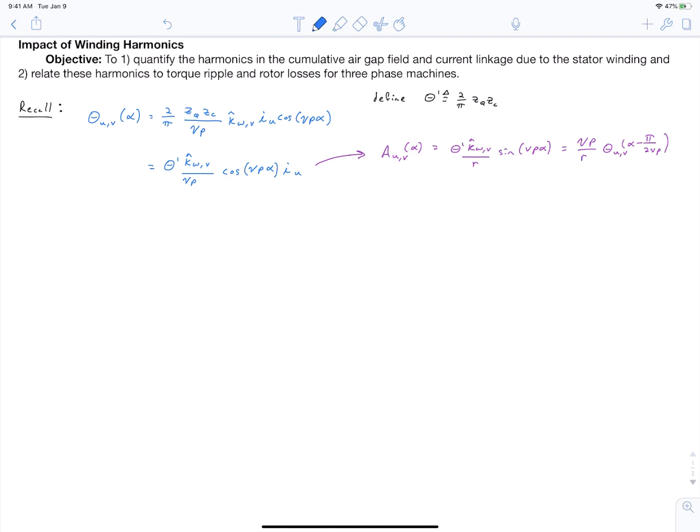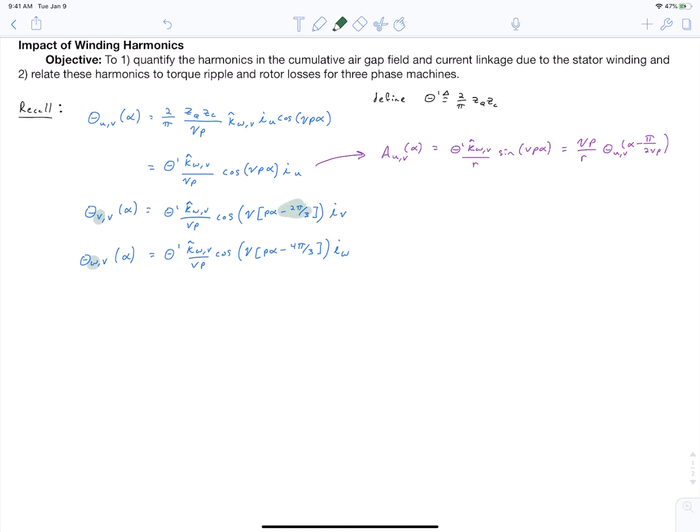And then I can do the same thing for the remaining phases. And so we've got phase V and phase W, which are phase shifted by 2 pi by 3, and then 4 pi by 3 at the electric frequency. And we talked about this when we talked about harmonics in our current linkage, when we talked about the way that we represent harmonics in machines for higher numbers of poles. And we can recall what our current waveform should be in order to produce symmetric rotating field for a three-phase machine.